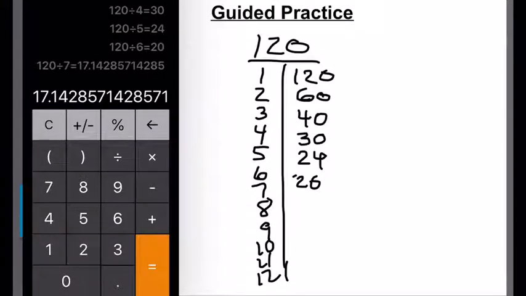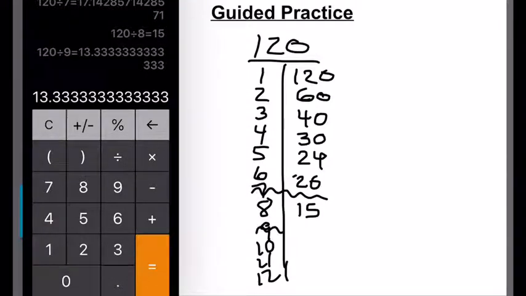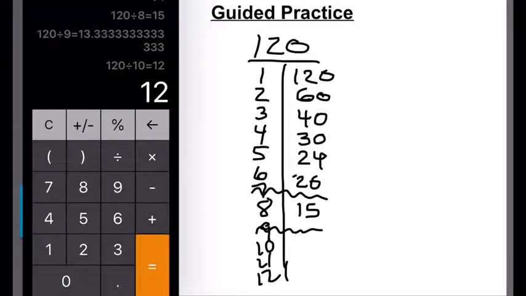120 divided by 7 is a decimal, so 7 is not a factor of 120. 120 divided by 8 is 15, so 8 and 15 is our next factor pair. 120 divided by 9 is a decimal, so 9 is not a factor of 120. 120 divided by 10 is 12, so my next factor pair is 10 and 12. We have 12 on this side and this side.